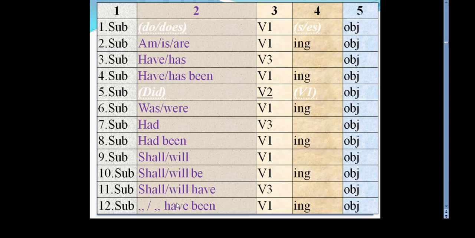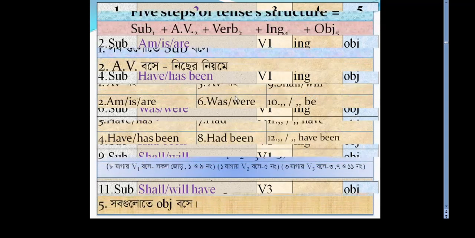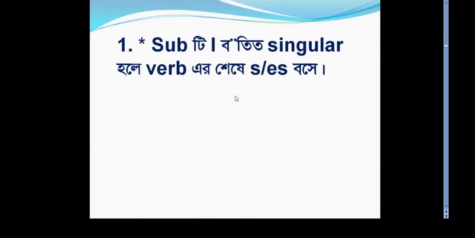Today there are auxiliary verbs. We see in 12 tenses, though we don't see an auxiliary verb in number 1 tense and number 5 tense, hiddenly we use do or does as auxiliary verb in number 1, and in number 5 we use did as auxiliary verb. And we also use s or es in number 1 tense, and we also use base form of verb (V1) when we use did in number 5 tense. Students, so we start this.